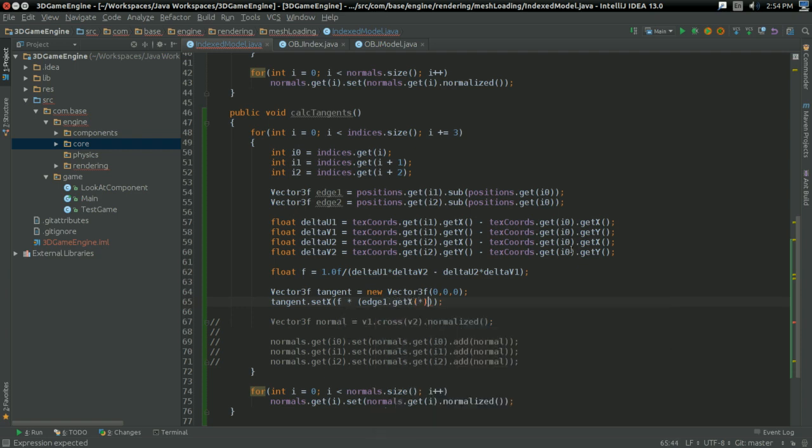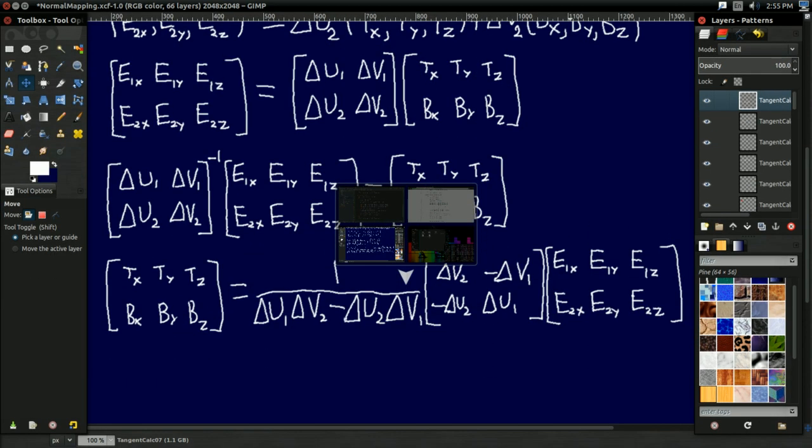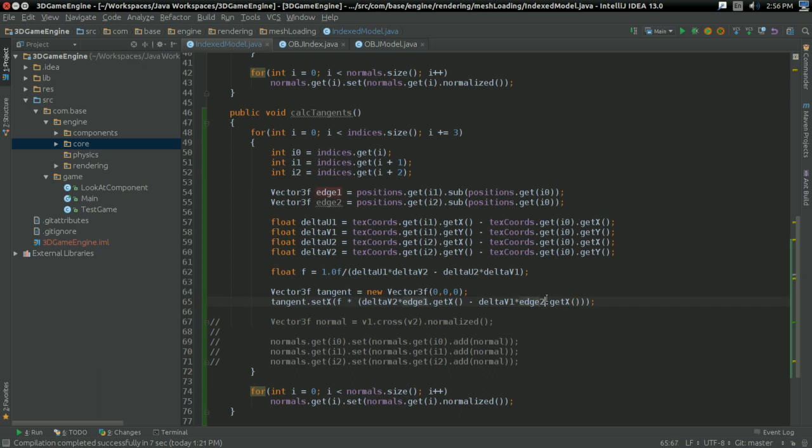So I'm going to take edge 1 dot get x, and multiply delta V1 times that, and actually, I thought I screwed that up, times delta V2, be careful about that. And from there I'm just going to subtract delta V1 times edge 1 dot get x. And really, I screwed something up, didn't I? I did my mental matrix math slightly wrong. Remember, it's row to column. So this would be V2 times E1 dot x, and negative delta V1 times E2 x, because remember, row to column. So this should be edge 2.